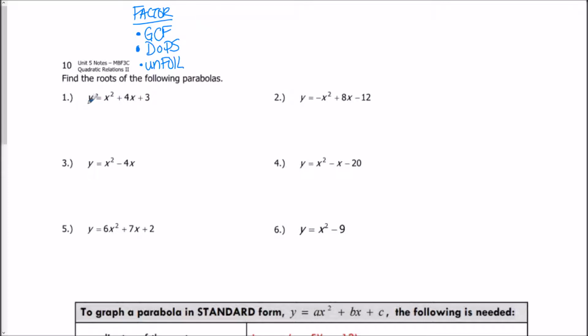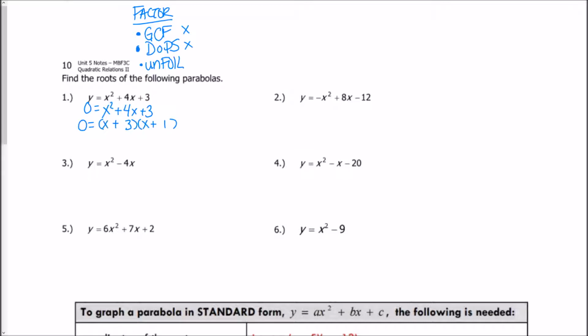First thing we're going to do is plug 0 in for y. So we get 0 equals x squared plus 4x plus 3. Then I'm going to identify what type of factoring problem this is. It's a GCF question if there's something in common, but there isn't anything in common with all 3 terms, so it's not a GCF question. It's not a difference of perfect squares because there are 3 terms. Sorry, it is an unfoil question, because we can use x times x to give us the x squared, and then 3 times 1, and 3 plus 1 gives us the 4 that we want. And if you want to use the box, go for it.